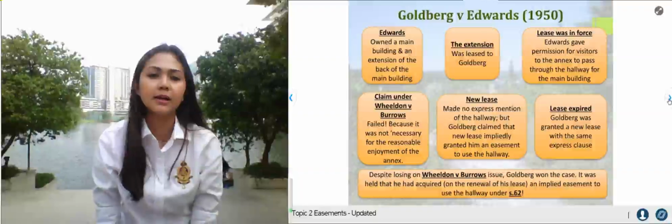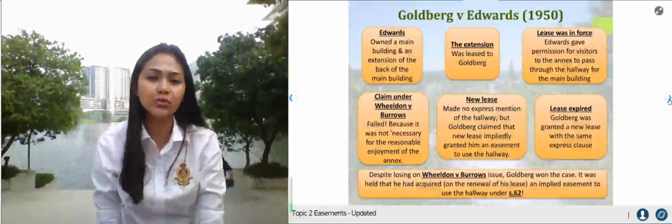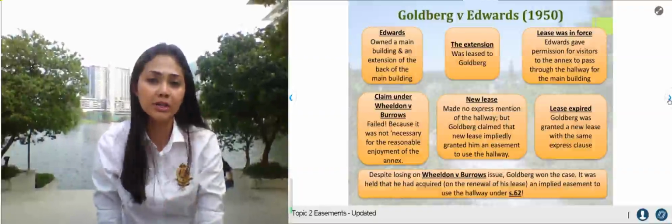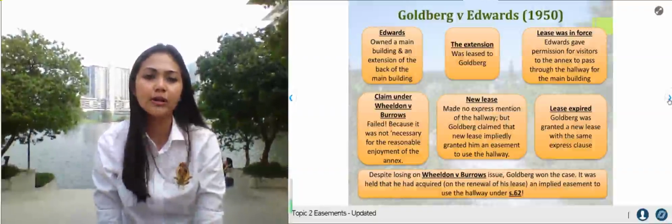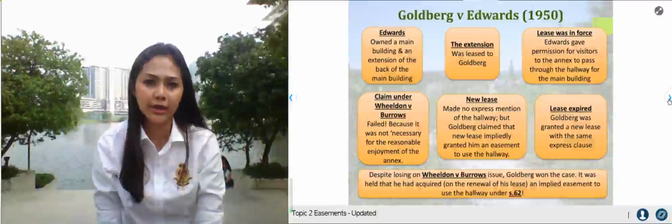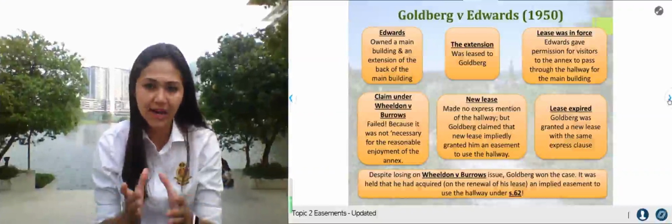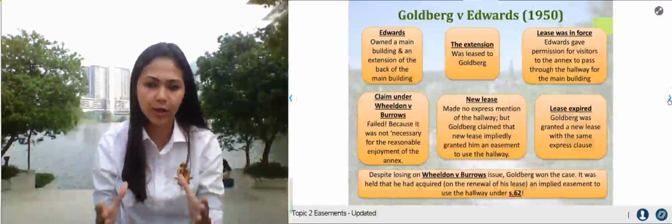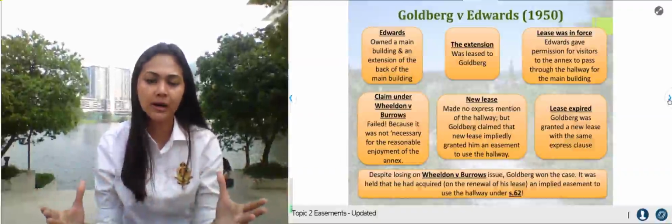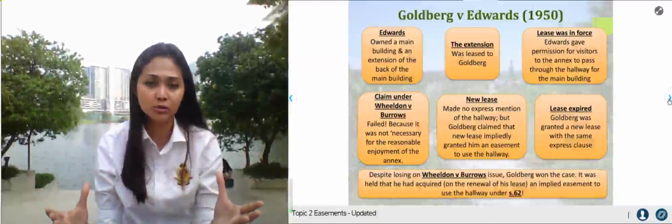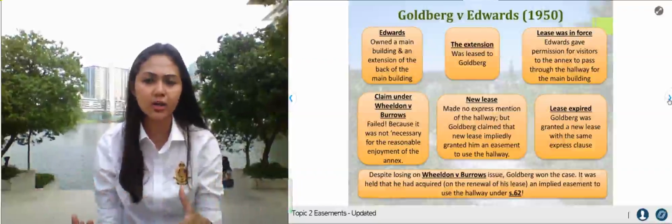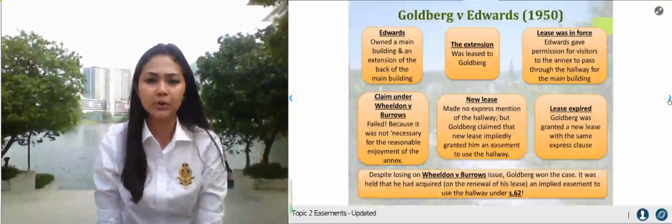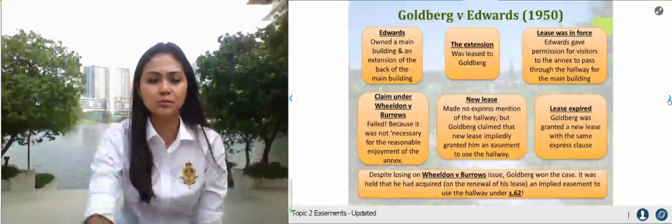The court held that it failed because it was not necessary for the enjoyment of the building itself or the right of way. But applying section 62, the court held yes. Goldberg actually won the case. Goldberg can claim that the right of way to the adjoining properties amounted to an easement. So as such, the visitors can continue using that path to get access to another building. So it falls under section 62.